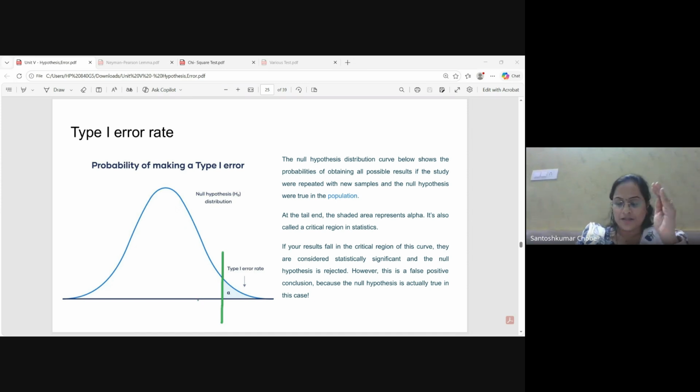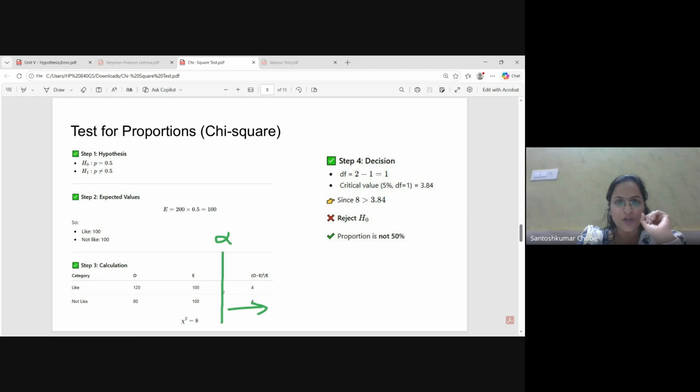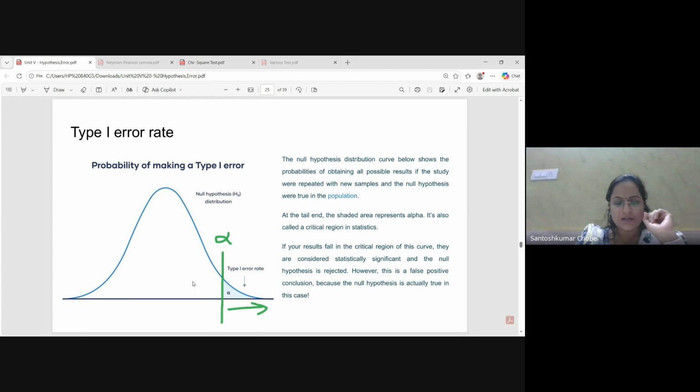My answer, my test statistic: at this significance level alpha, I have the value as, what was the value? Let me go back and say it is 3.84. So at this significance level, my value is 3.84. Clear? Now what I have received through the test statistics is the value 8.